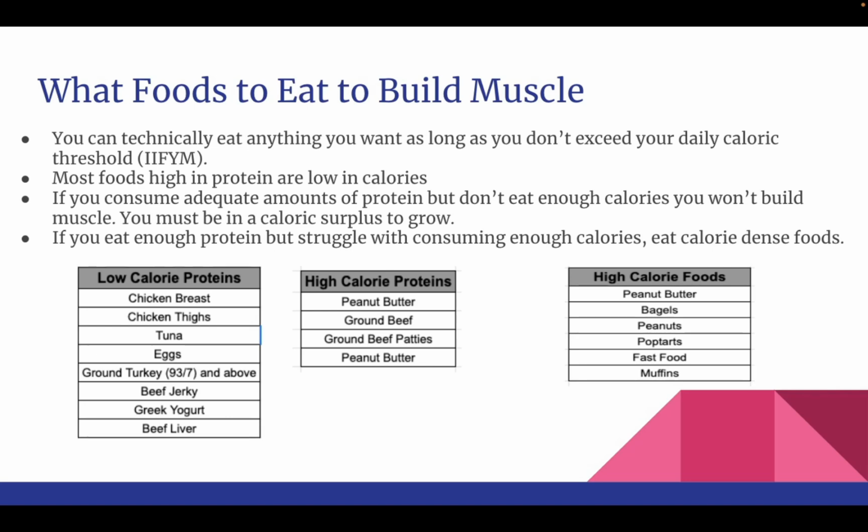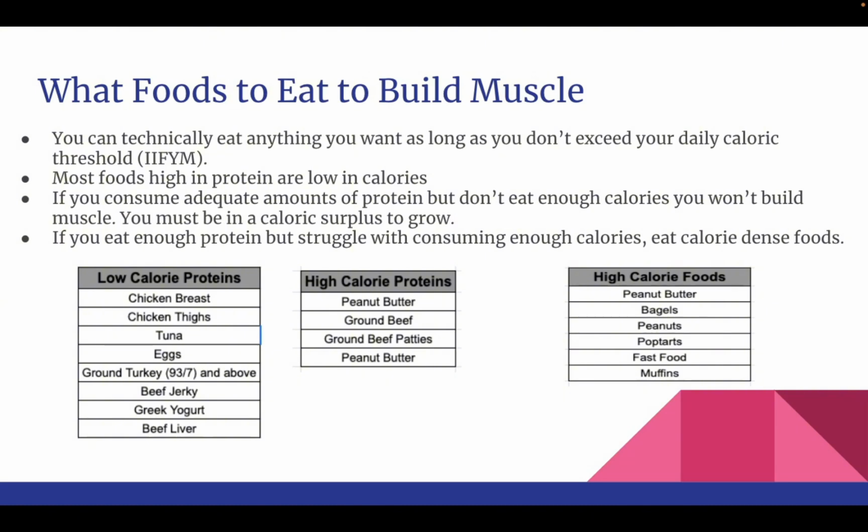All right, so first, let's look at the best foods to eat for protein. So like I said earlier, when you're trying to build muscle, most foods high in protein are low in calories. These include chicken breast, chicken thighs, tuna, eggs. You can also eat egg whites, ground turkey. I recommend eating ground turkey 93.7 and above. Those are the best. Any forms of beef jerky, Greek yogurt, and beef liver. What all these foods have in common is that they're extremely high in protein, but rather low in calories.